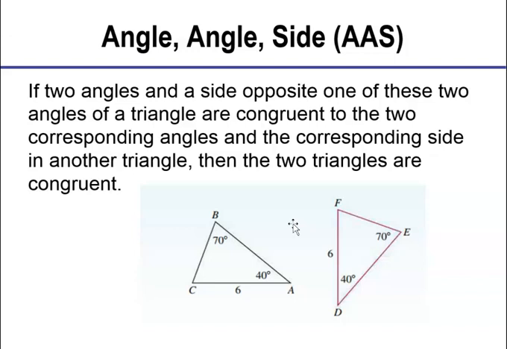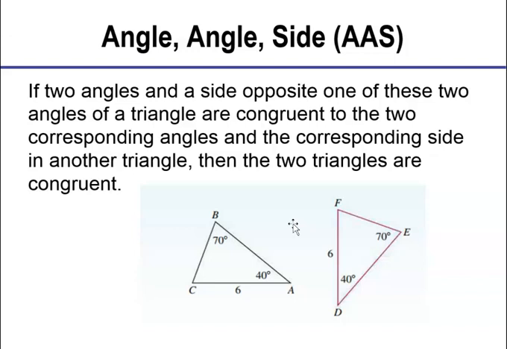Okay, notice we did angle side angle. There's also an angle angle side. So if two angles and a side opposite one of these two angles of a triangle are congruent to the two corresponding angles and the corresponding side in another triangle, then the two triangles are congruent. Notice we have a picture here.